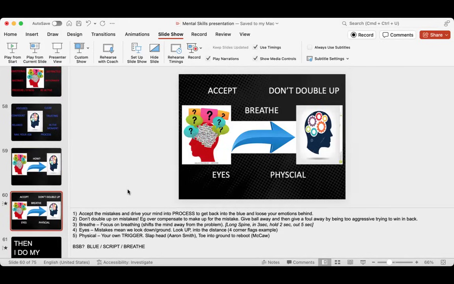So yeah, this is again coming straight from the literature. Firstly, accept that mistakes are going to happen. So you can be accepting of that, and then you just want to create a process to get back and control your mind. One of the key ones the All Blacks speak about is never doubling up on your mistake.